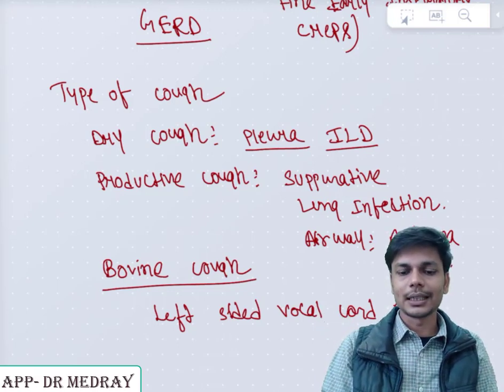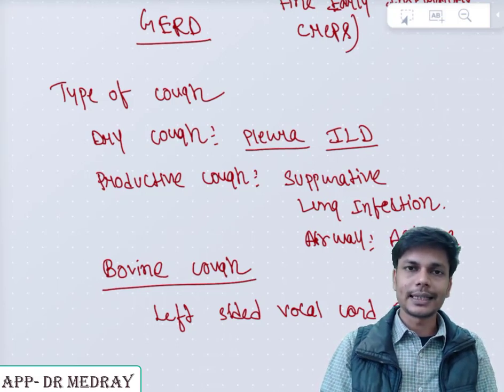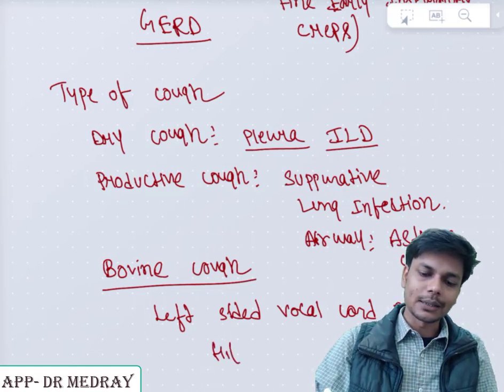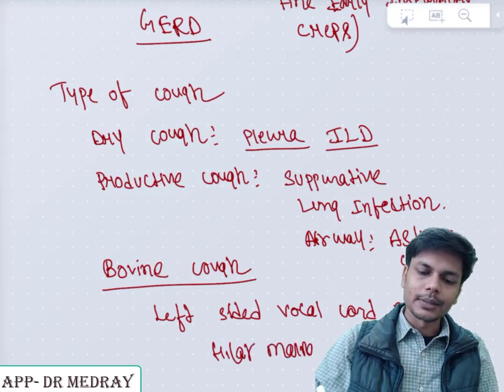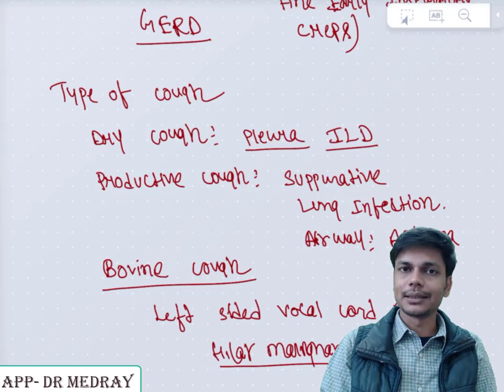So this is known as bovine cough, and if it occurs in left-sided vocal cord palsy because of recurrent laryngeal nerve palsy, it usually occurs in hilar malignancy. What is the hilum? The hilum of the lung contains the left recurrent laryngeal nerve, and if there is malignancy of the left hilum, it usually disrupts the left recurrent laryngeal nerve and causes left-sided vocal cord palsy, which leads to bovine cough. So if a patient is having bovine cough, one should suspect hilar malignancy.